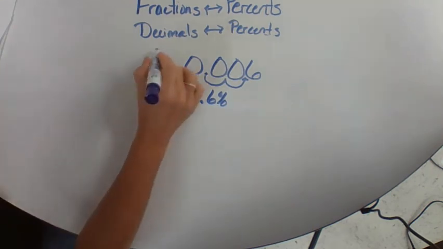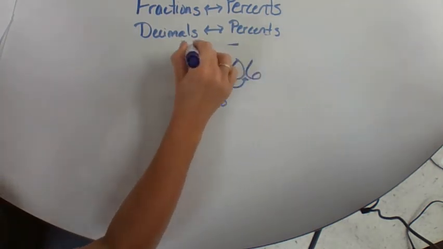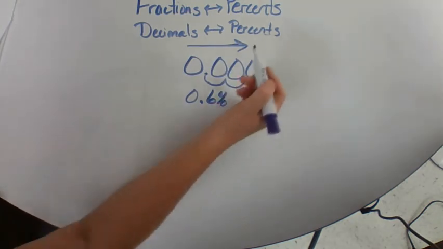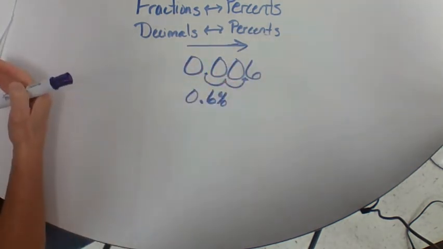So when you're going from decimal to percent, you want to move the decimal over 2 places to the right. When you go percent to decimal, you're going to move it 2 places to the left.